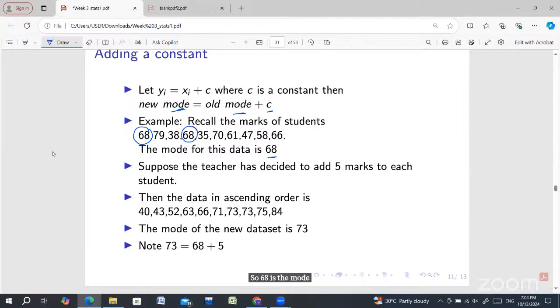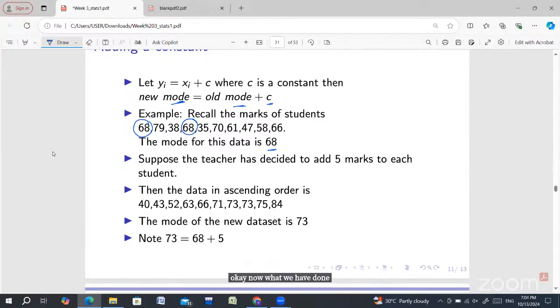Now what we have done is we have added 5 to each data point. So this is your new data set. We have arranged them also. Here 73 is occurring 2 times. So 73 is nothing but 68 plus 5. It's clear? Yes, ma'am. Yes.